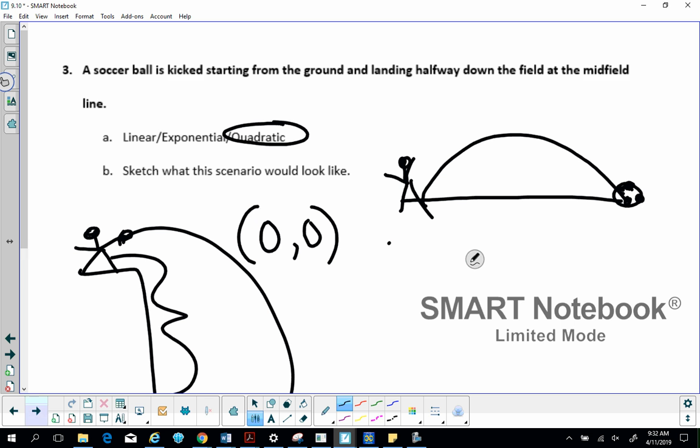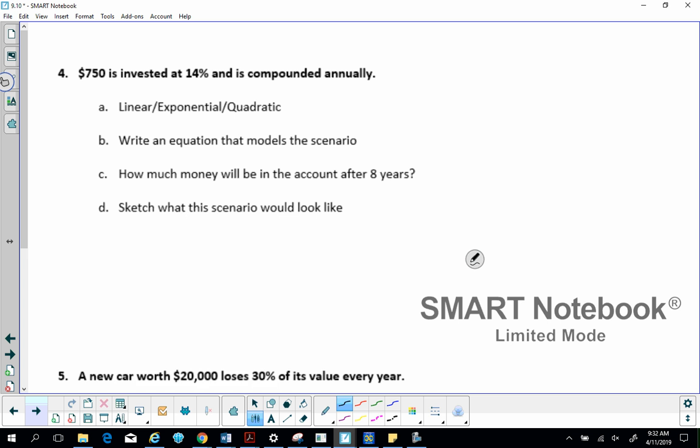Basic? Cool. All right, $750 is invested at 14%, and don't worry about this. We're not going to learn that because we don't really have time because of how crammed we have to do your thing, but you won't see it on the milestone, so don't worry. So what type of function is this?